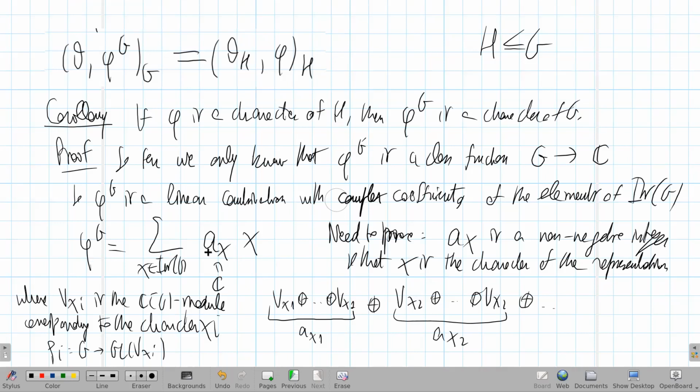So it's exactly the character of this representation. It's exactly this character, if these are non-negative integers. Otherwise, if this is, for instance, negative or a complex number, there's no meaning in taking a chi1 copies and taking a direct sum of a chi1 copies. So you need to prove that these are non-negative integers, and then phi g will be the character of this representation. How do you prove this? Well, the point is that a chi.